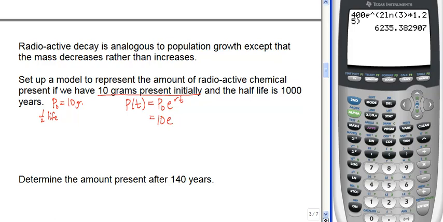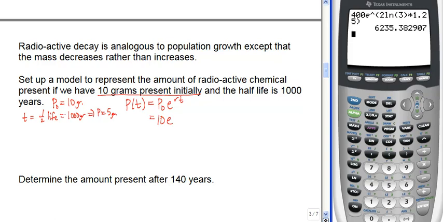The half-life means the amount of years it takes for your chemical element to decay to exactly half of its size. When it refers to a half-life, it's talking about the years that it takes. So here, this half-life is a T value. So the half-life is 1,000 years. And that's the time it takes for this radioactive element to decay to exactly half its initial size. So if we started with 10 grams, then in 1,000 years, we're going to be left with 5 grams.